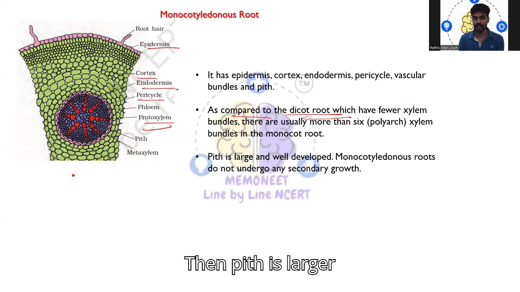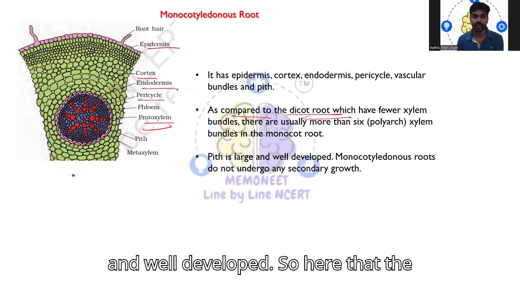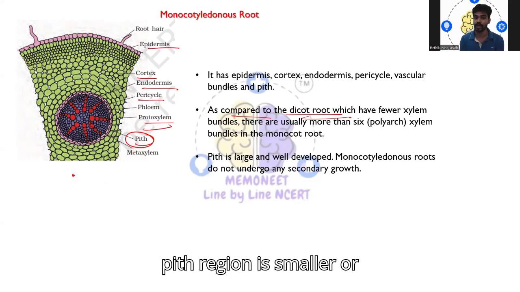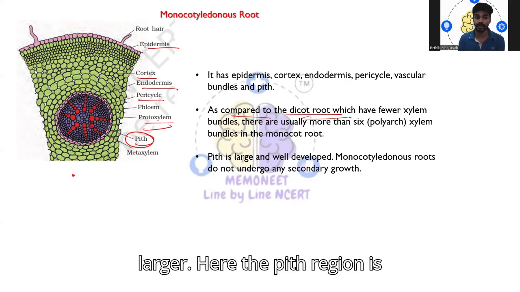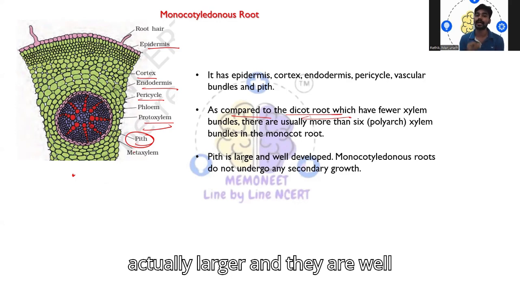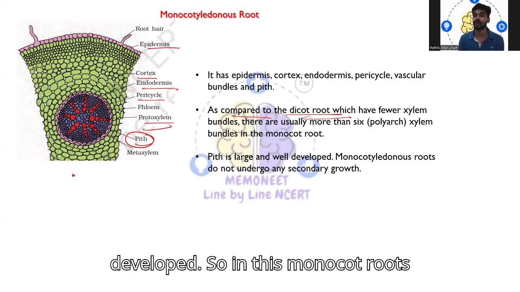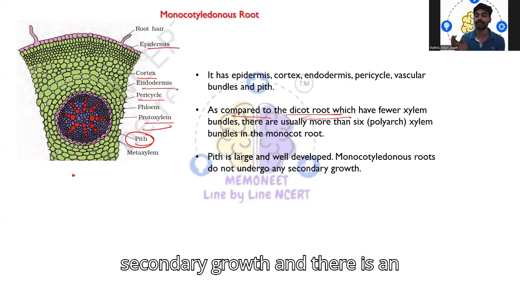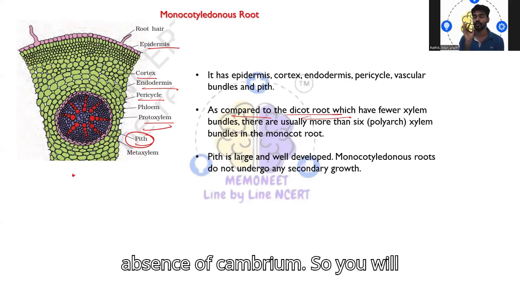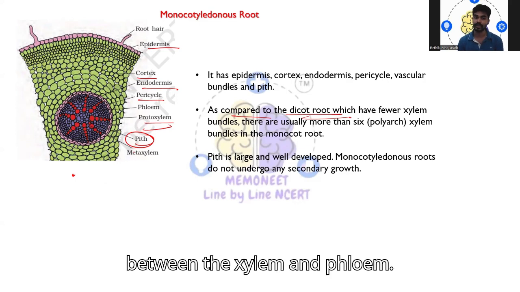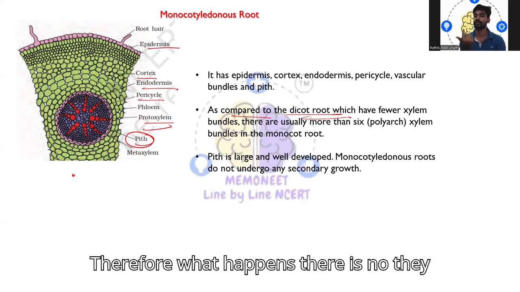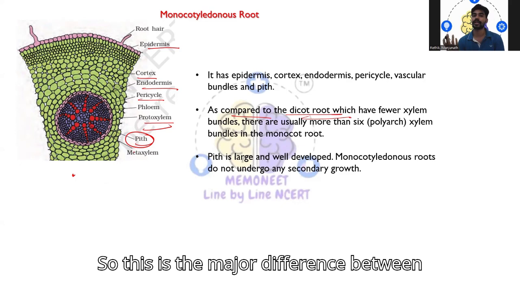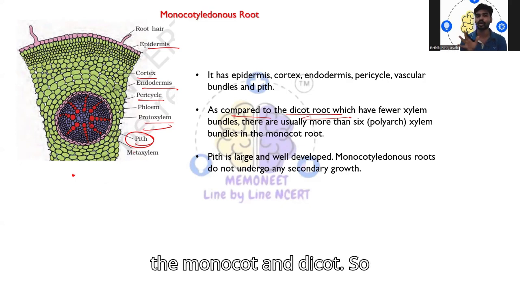Then the pith is larger and well developed. In the dicot the pith region was small, but here the pith region is larger and well developed. In monocot roots, they do not undergo secondary growth and there is an absence of cambium. So you won't see any cambium between the xylem and phloem. Therefore, they do not undergo any secondary growth. This is the major difference between monocot and dicot.